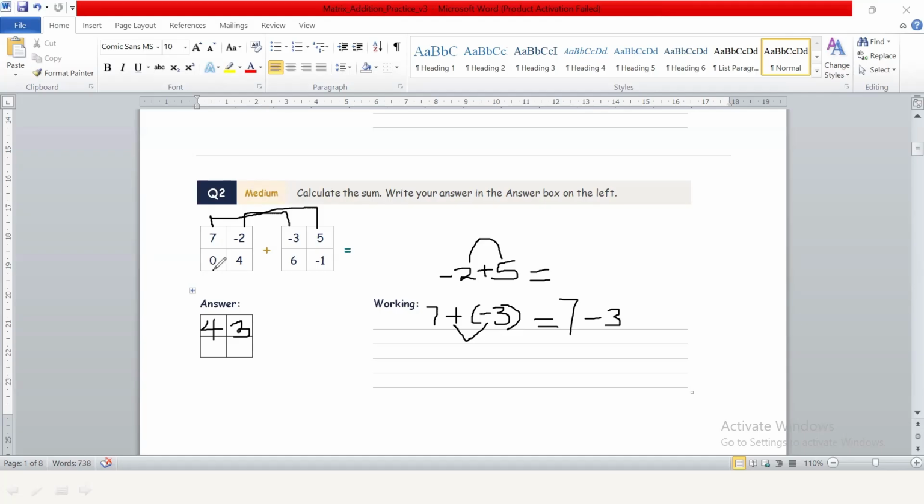So we'll go to the next one as well. In this case, we have 0 adding 6. And 0 adding 6, of course, should give us 6. And the next one is 4 adding negative 1.